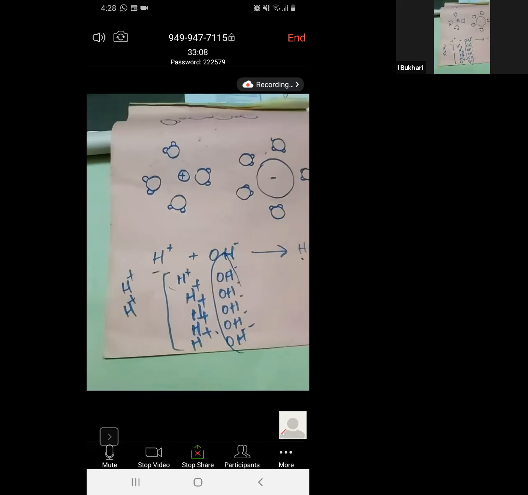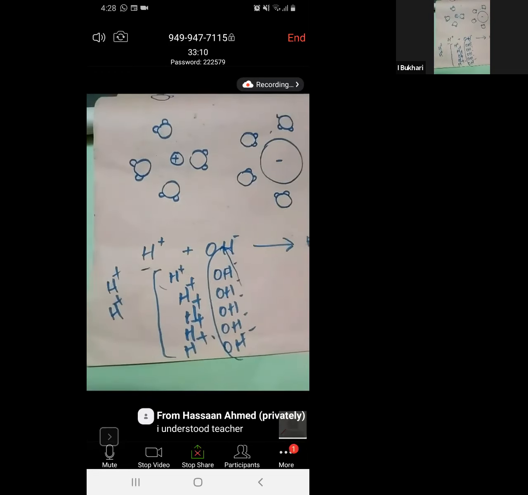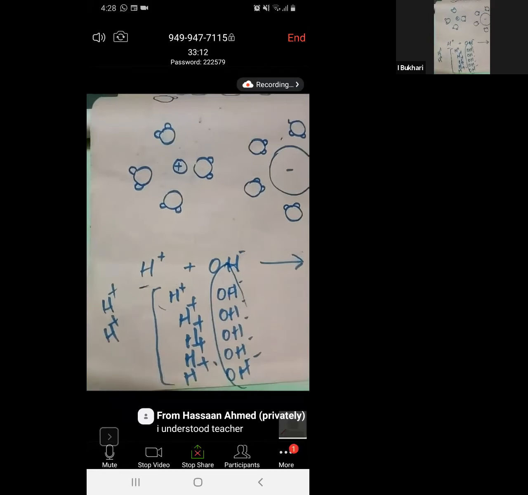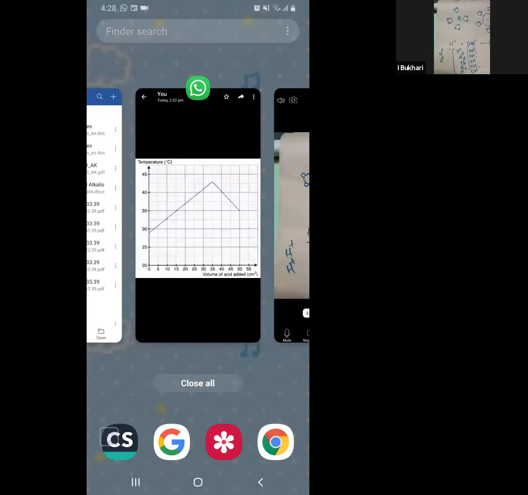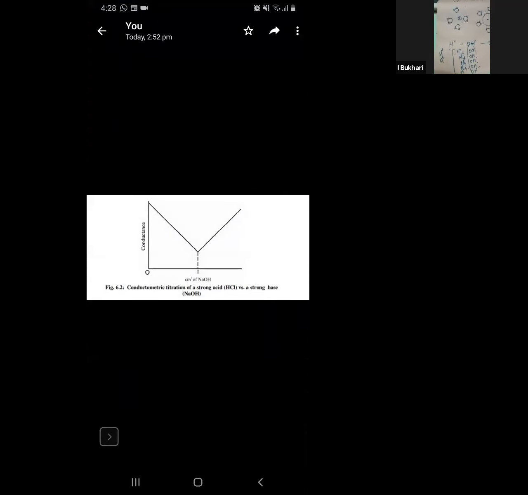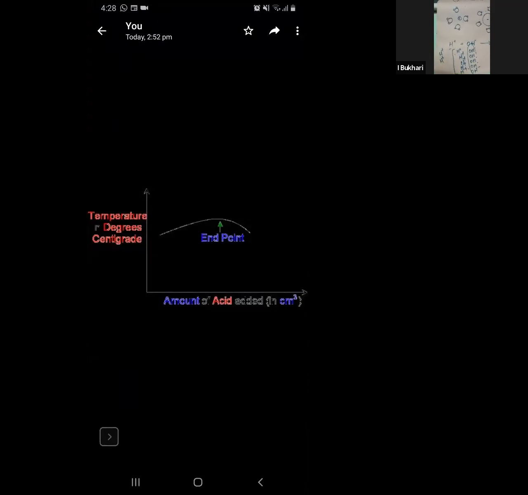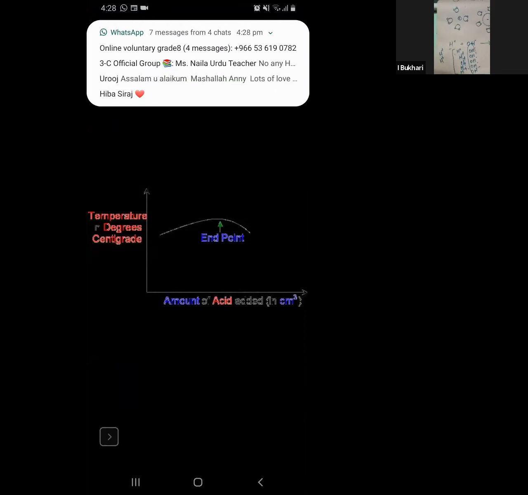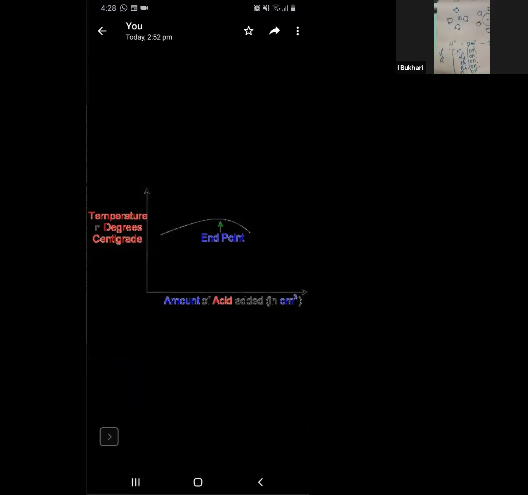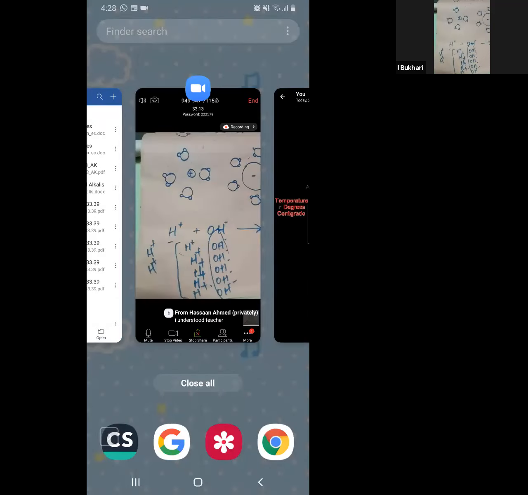So whatever heat there was is being lost to the surroundings. Okay, good job, Hassan. So this is another graph, okay? Temperature against the volume of acid added. It can even be the volume of alkali, okay? No need to get confused.